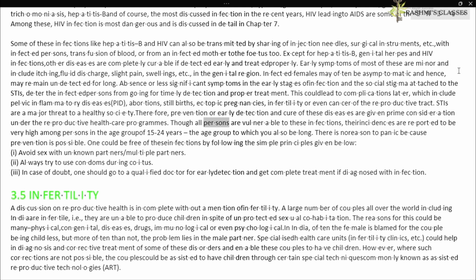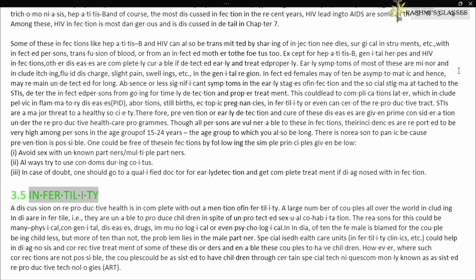Though all persons are vulnerable to these infections, their incidences are reported to be very high among persons in the age group of 15 to 24 years, the age group to which you also belong. There is no reason to panic because prevention is possible. One could be free of these infections by following the simple principles given below. 1. Avoid sex with unknown partners or multiple partners. 2. Always try to use condoms during coitus. 3. In case of doubt, one should go to a qualified doctor for early detection and get complete treatment if diagnosed with infection.